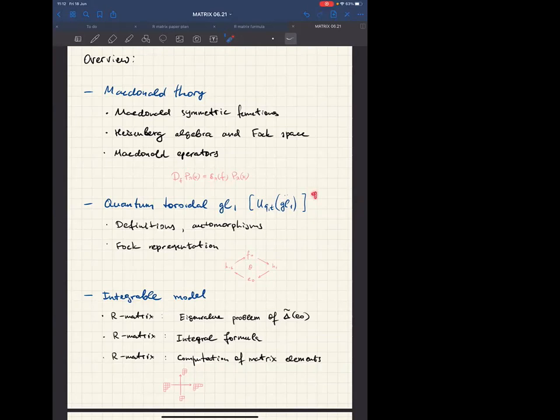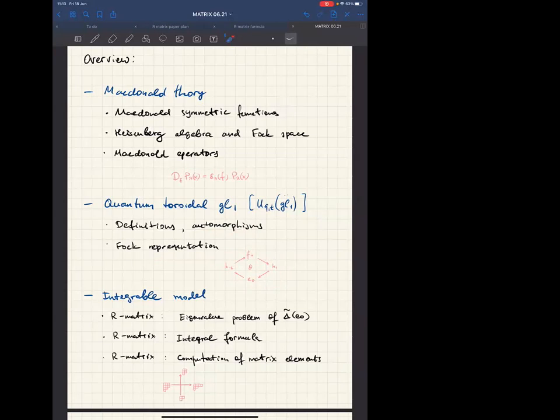Then I will switch to the quantum group, quantum toroidal GL1. I will quickly go through the definitions, and I will explain its important automorphism, which is very helpful when we look at representations. In particular, I will only focus on the Fock representation, and in this Fock representation, this automorphism plays an important role. This automorphism can be described by this picture. It basically rotates the generators. It switches the basic generators of the algebra.